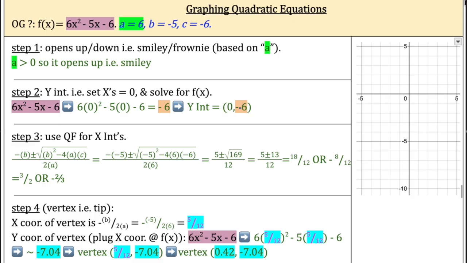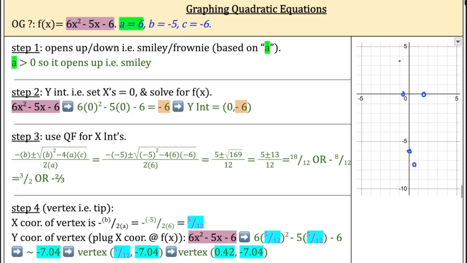0, comma, negative 6 is right over here. X-intercepts of 3 over 2, that's 1.5, that's right here. Negative 2 over 3 is negative 0.67, that is roughly right over here. And then we have the vertex, which is the tip, at 0.42 and negative 7.04. That lands us, here's 0.42 roughly here, and negative 7.04 is roughly down here. So those are our 4 points, and it's a smiley.